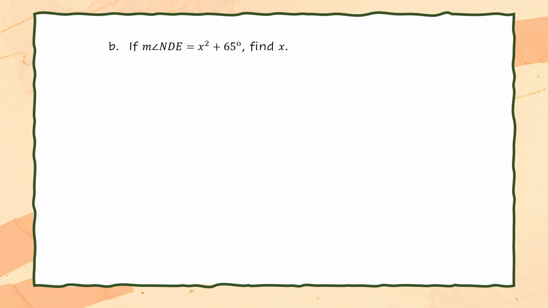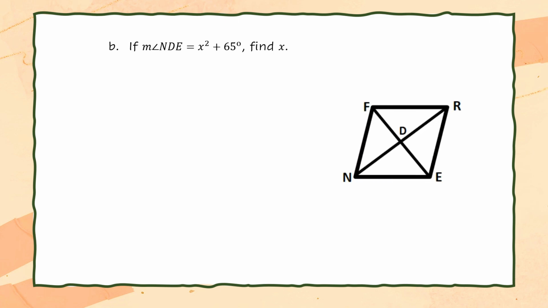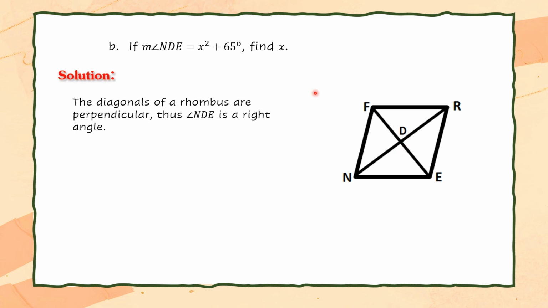Alright, next given. If the measure of angle NDE is equal to x squared plus 65 degrees, find the value of x. So our task is to find x. So this is again the illustration of rhombus FREN. And as you can see, this is angle NDE here in the middle. So the diagonals of a rhombus are perpendicular. Thus, angle NDE here is a right angle. So therefore, it measures 90 degrees. So angle NDE is equal to 90 degrees.